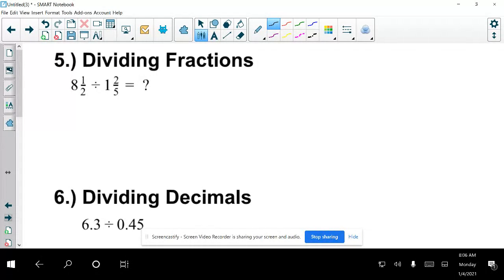Now, dividing fractions. Who remembers something about dividing fractions? Nobody remembers anything? Not a single thing? You remember nothing? What do you think we should do first? Change them to improper. Y'all do remember something, okay? Just like with multiplying, we can't divide with mixed numbers. So let's do that. 8 times 2 is 16 plus 1 would be 17 over 2 divided by 1 times 5 plus 2 would be 7 over 5.